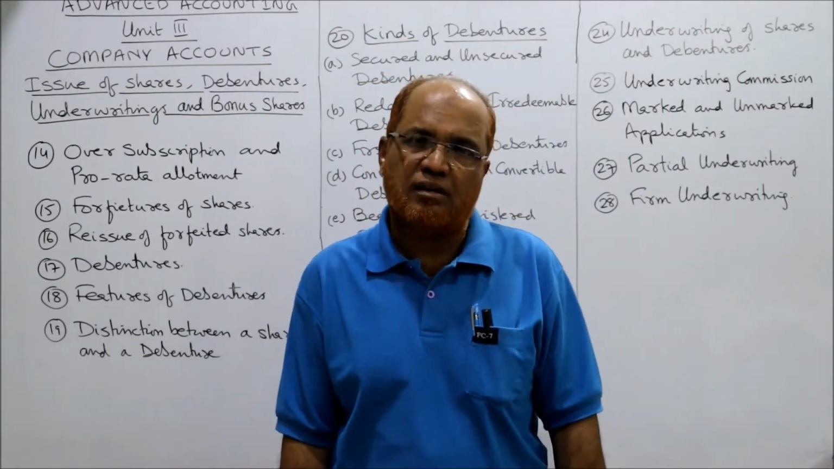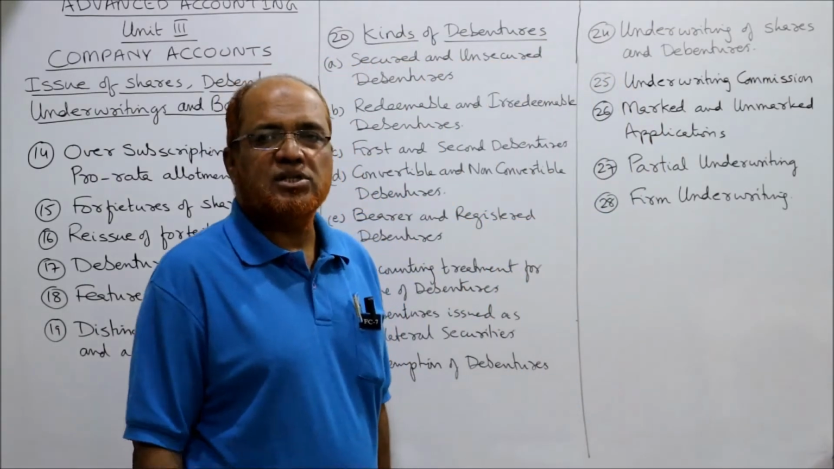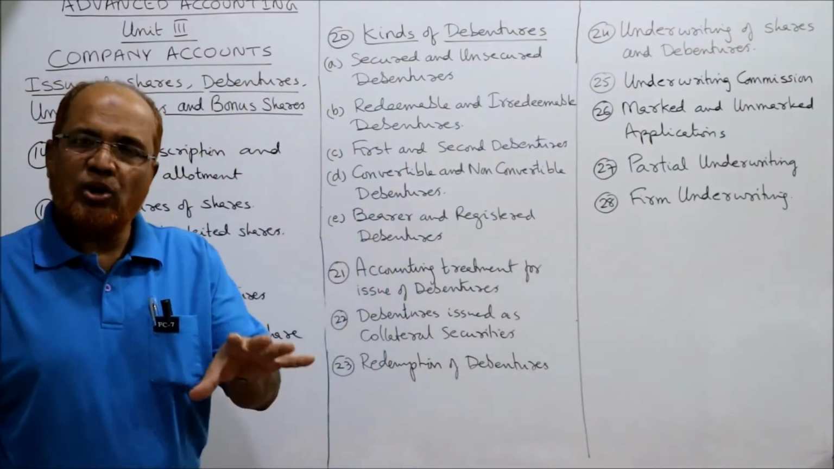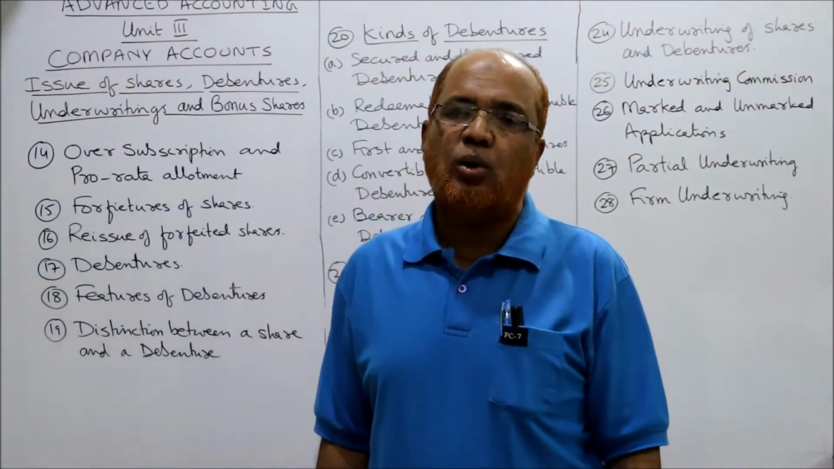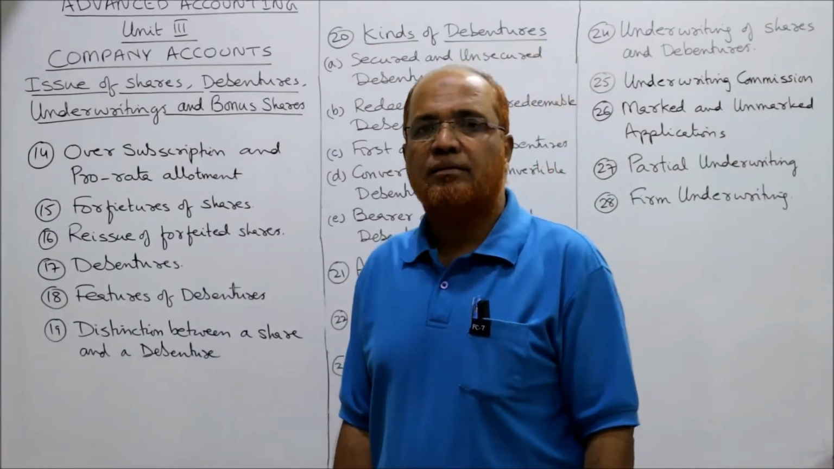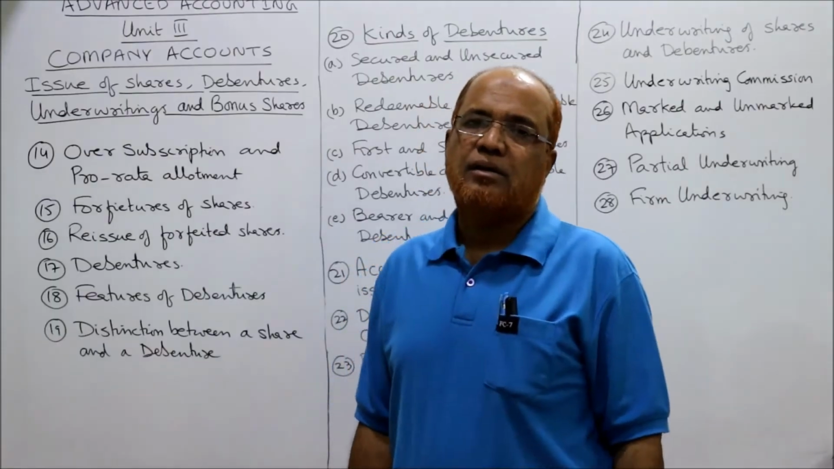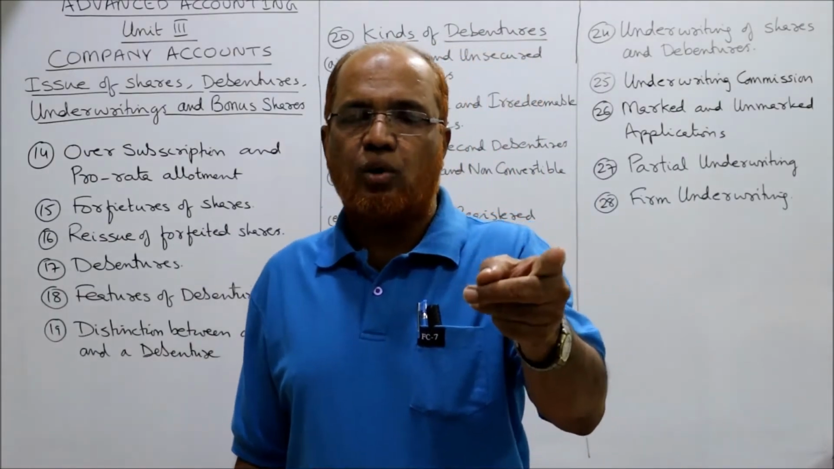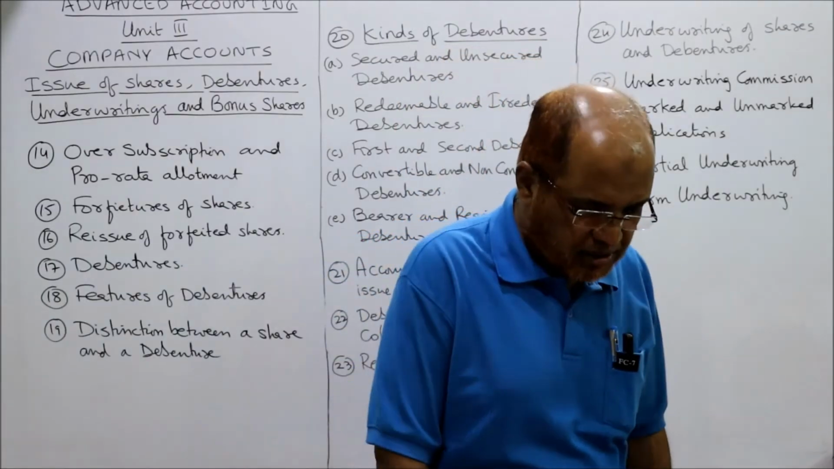Many differences are there. First difference is a shareholder is the owner of the business. First one. Shareholder जो रहता है वो owner है, company का owner है, whereas debenture holder is an outsider. He is a loan creditor. He is a creditor who has provided loan to the company. So first difference, shareholder is an owner, debenture holder is an outsider loan creditor.